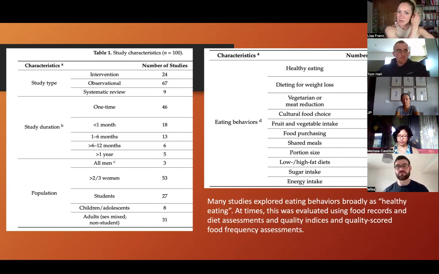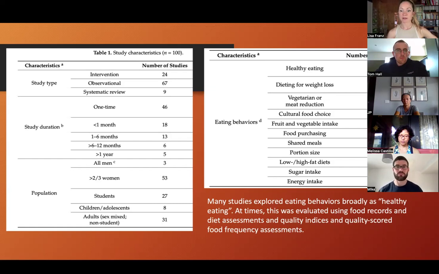And then on the right side, the more interesting thing I think is what characteristics they looked at. So 33 of them looked at healthy eating and whatever they classified that as. Dieting for weight loss, or they classified vegetarian or meat reduction as healthy eating, etc. So it said many studies explored eating behaviors broadly as healthy eating.